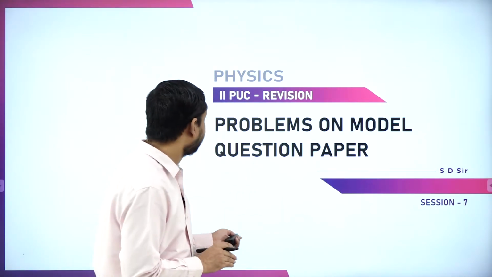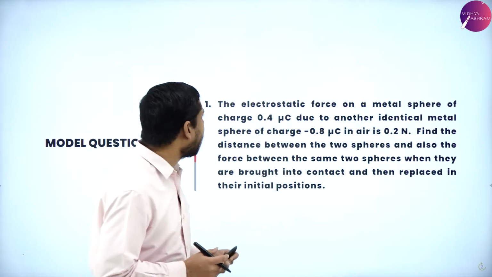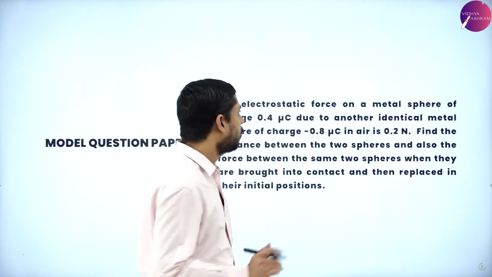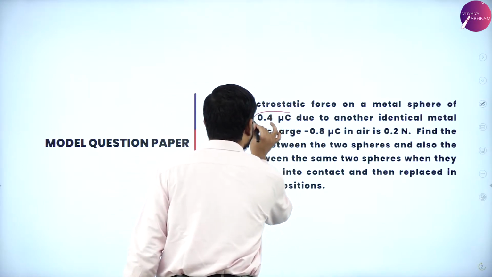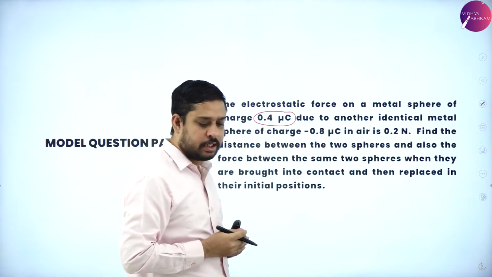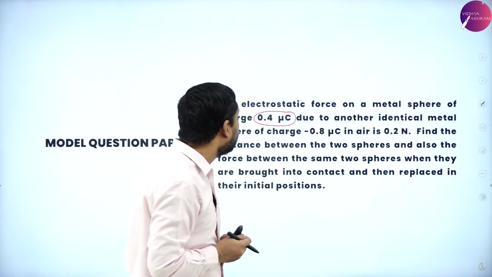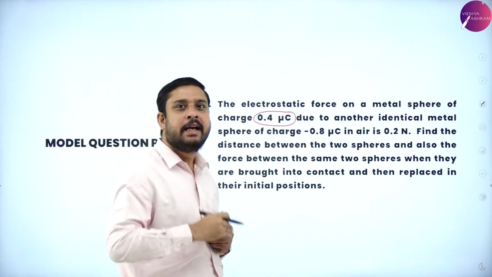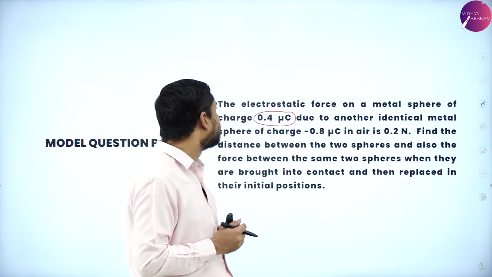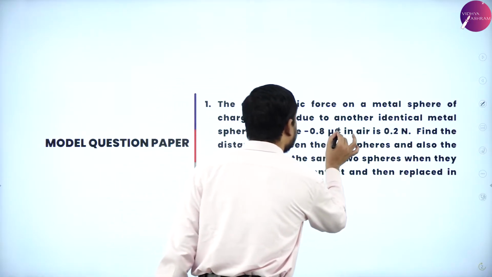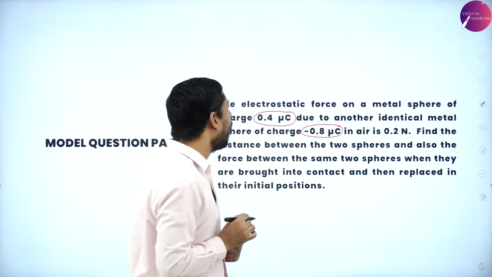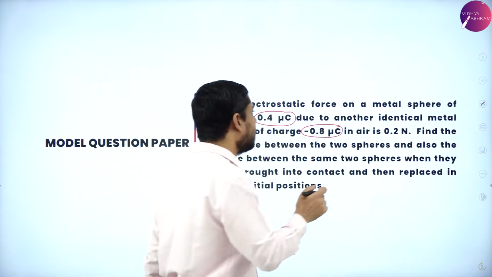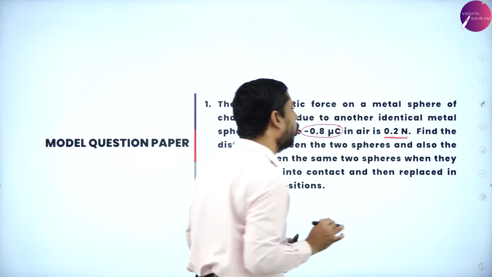The first problem says the electrostatic force on a metal sphere of charge 0.4 microcoulomb due to another identical metal sphere of charge minus 0.8 microcoulomb in air is 0.2 Newton.